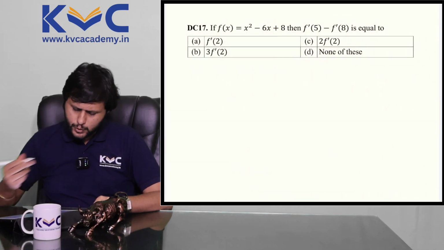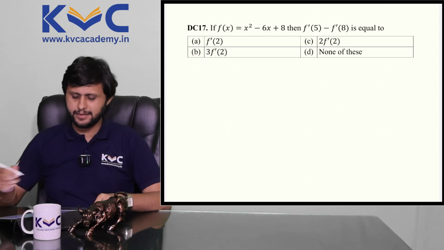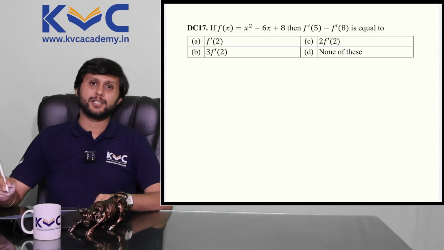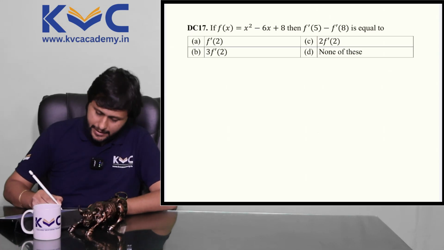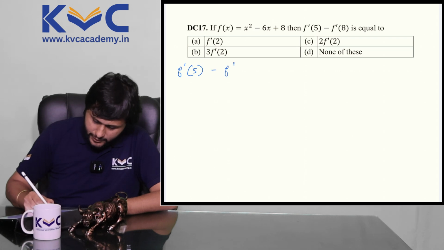Moving on. Question number 17. F of x is given, looks like a simple one. They need f dash of 5 minus f dash of 8. Wait, I'll do one thing. I'll write the requirement first. F dash of 5 minus f dash of 8.